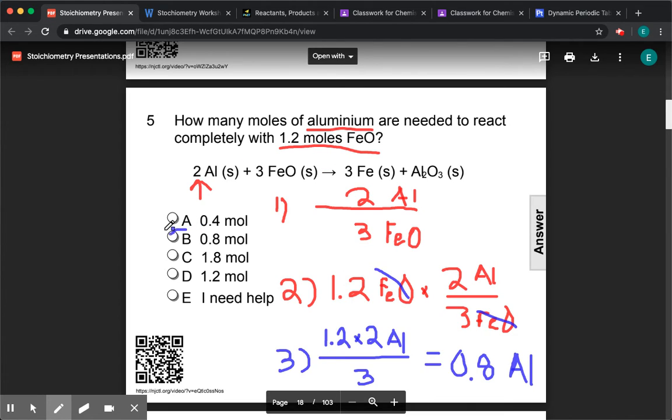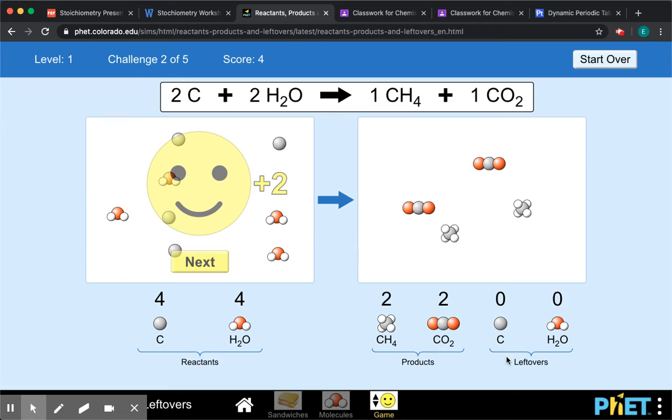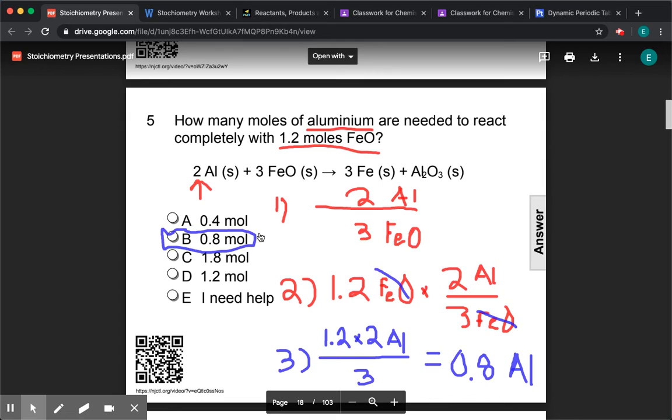These are exact numbers. In the future, you're going to see that we don't always work with exact numbers, which is why there is this leftover mechanic. We call that limiting or excess reactants. One is limiting, one is excess. Your leftovers are your excess, and we'll get to that in a couple of days. But that's the gist of this section, that's the gist of this unit.